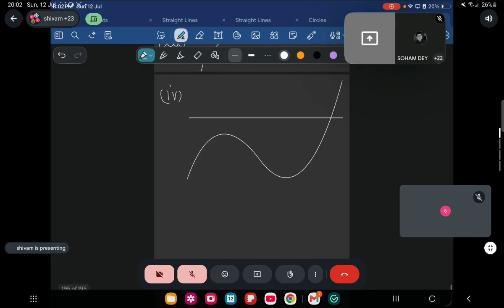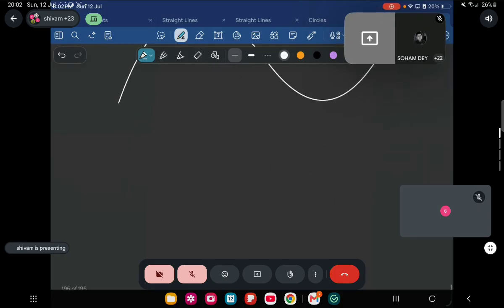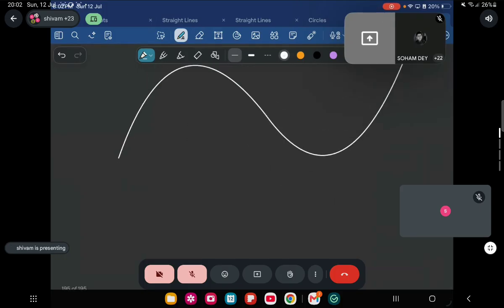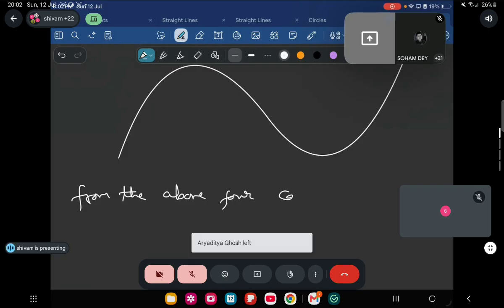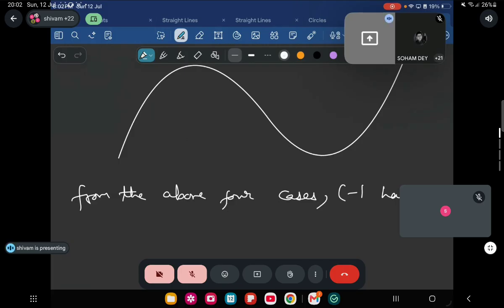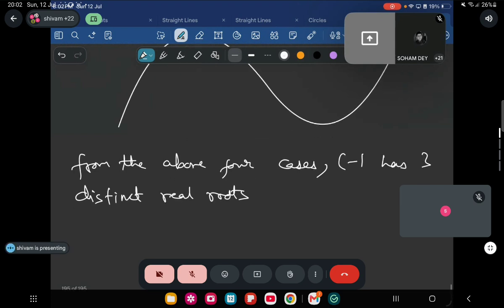Okay. From the above 4 cases, case 1 has 3 distinct real roots. Okay, everyone. So the conditions are.